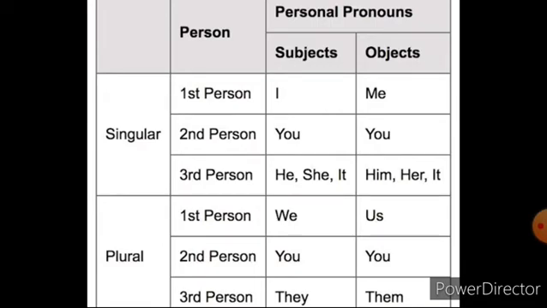And then while changing into objects, you have to change and write like this. The subject I will be changed into me, and you to you, and he, she, it to him, her or it. And then in the plural form, the first person we will change to us, and then you to the same you. They means them. Don't get confused, children. Up to this, learn it.